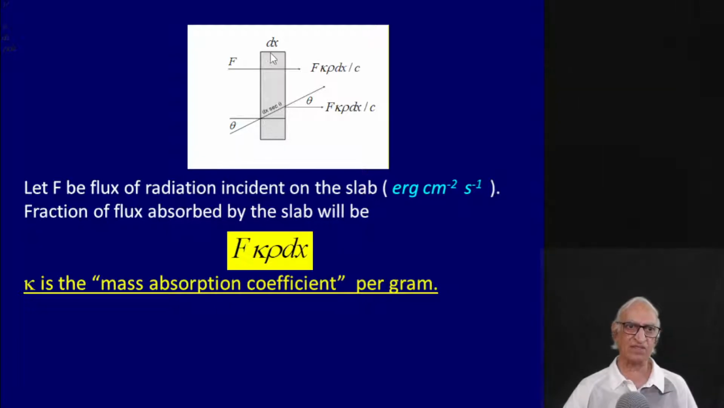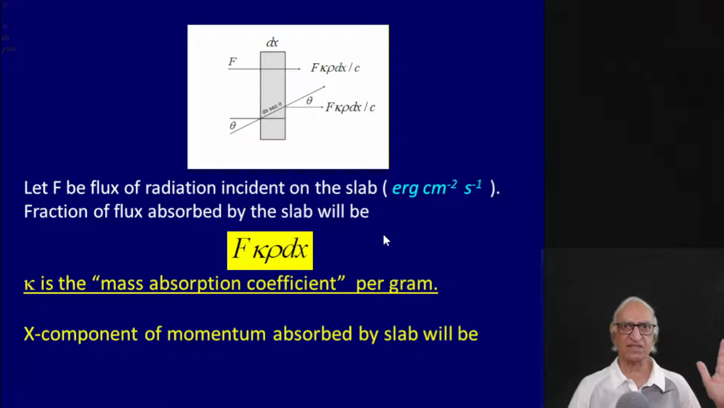Now, what is the mass of this elementary cylinder? It is the volume of the cylinder. Volume of the cylinder is the area 1 multiplied by dx. Therefore, dx is the volume. So, rho times dx is the mass of the slab. And kappa rho dx times F is the fraction of the flux absorbed by the slab.